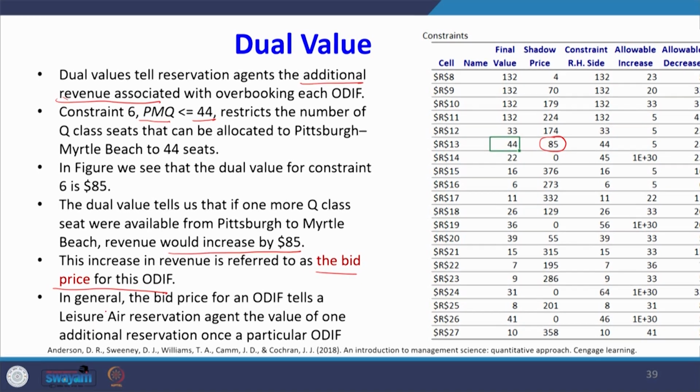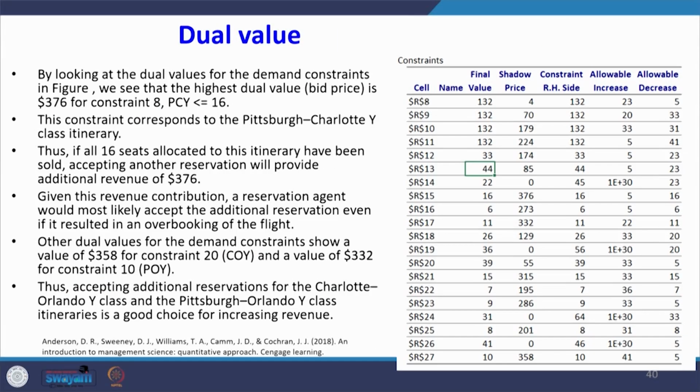Okay. So, in general the bid price for an ODIF tells the leisure air reservation agent the value of one additional reservation once a particular ODIF is filled. So, this 85 says that if you are selling one more ticket in that category, your revenue will increase by $85. Now, we look at the other shadow price, then we will interpret.